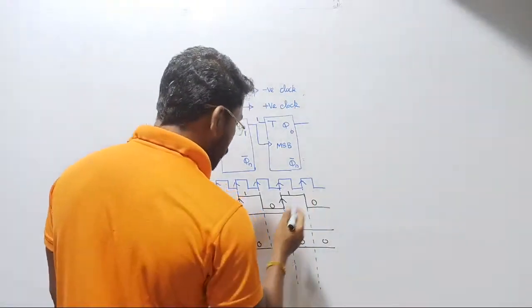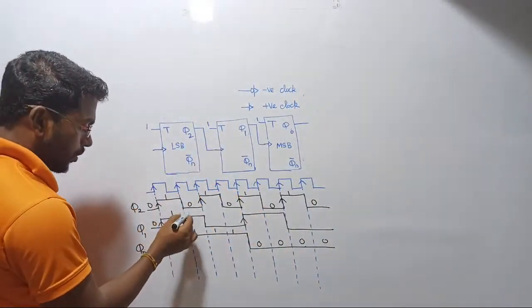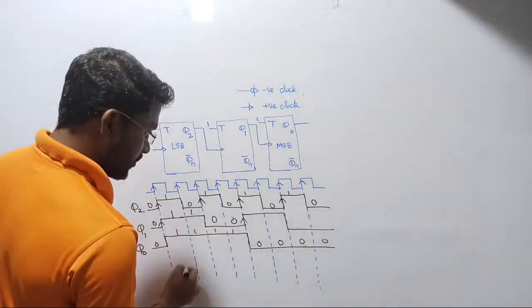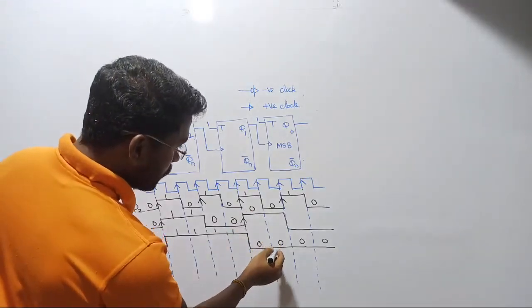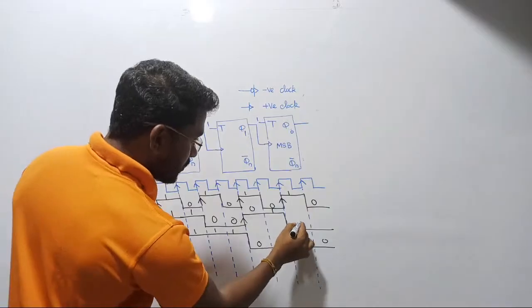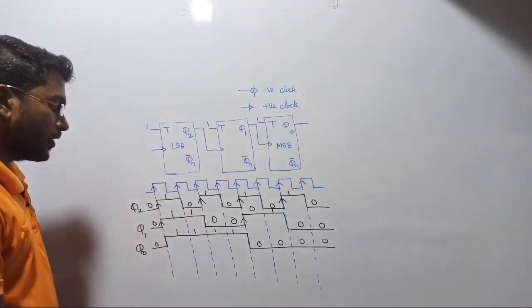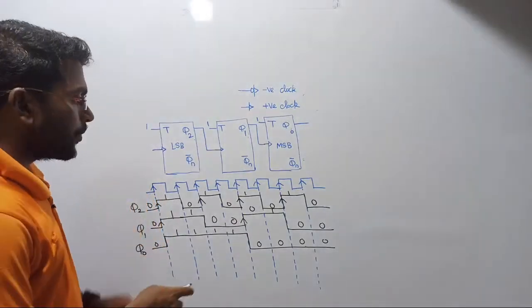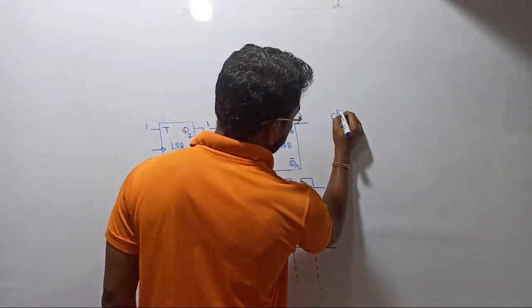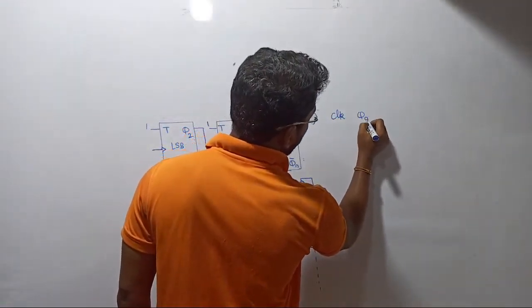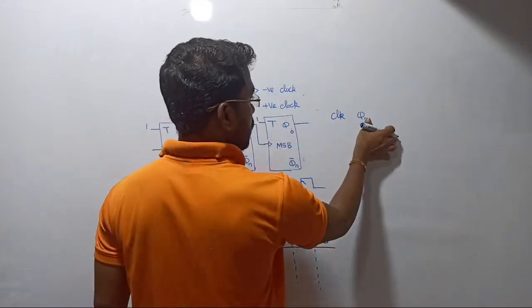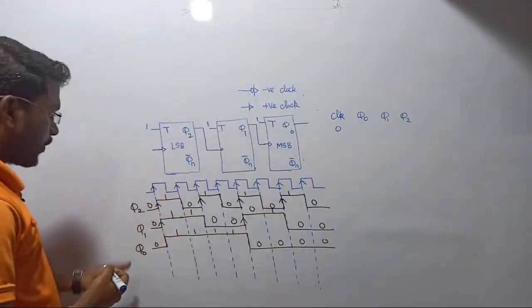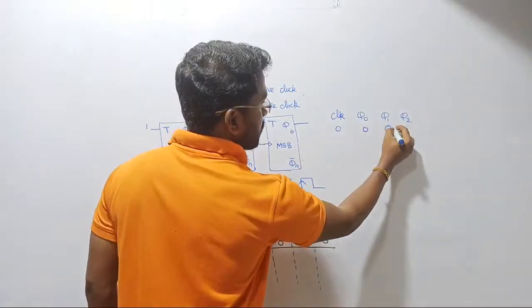So next, let me write down the states. 1 1 1, 1 1 0, 1 0 1, 1 0 0, 0 1 1, 0 1 0, 0 0 1, 0 0 0. Fine. Shall we start our journey? Yes. Let us see. Now we write a clock, then Q0, Q1, Q2. Prior to the clock pulse, all initial values are assumed to be 0 only.